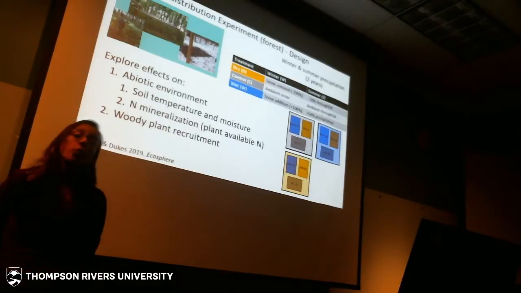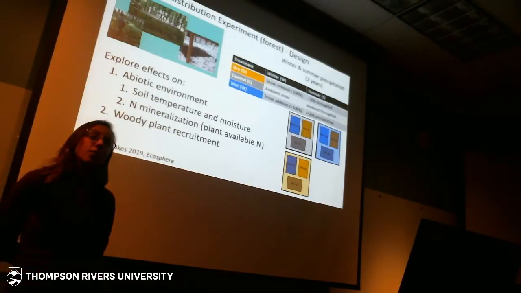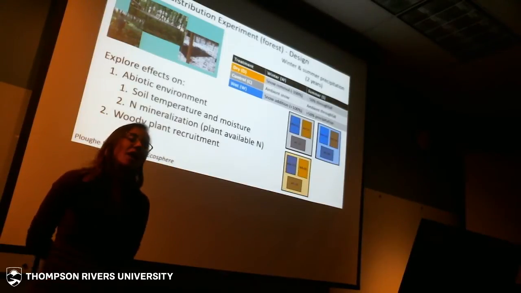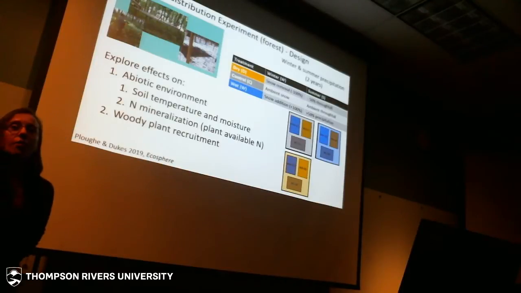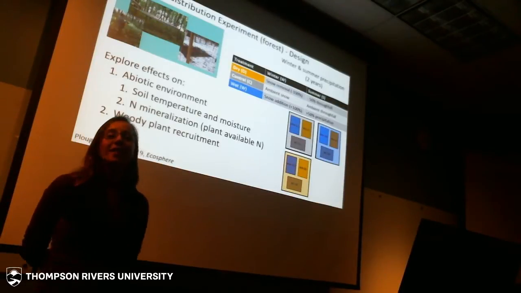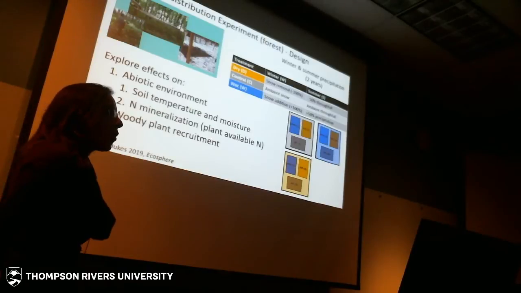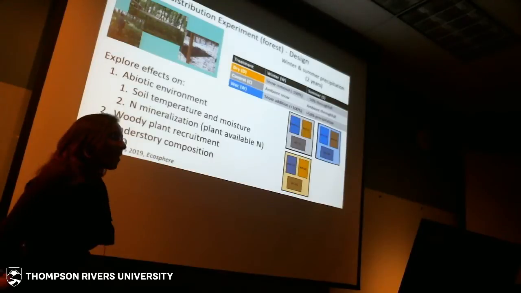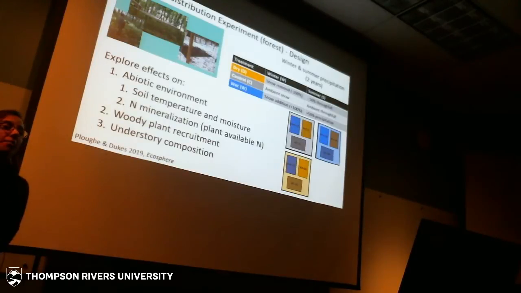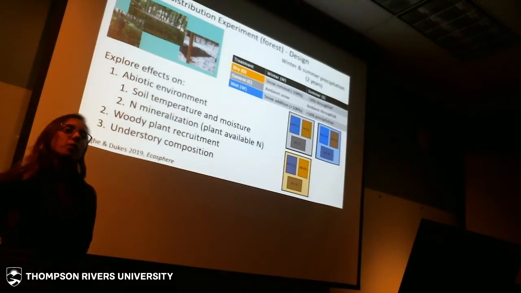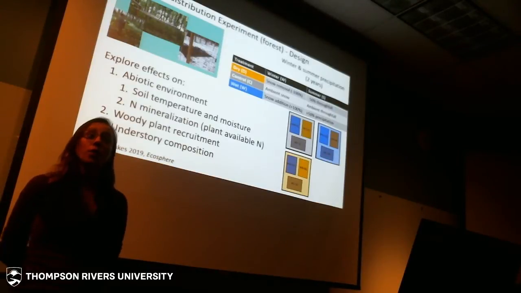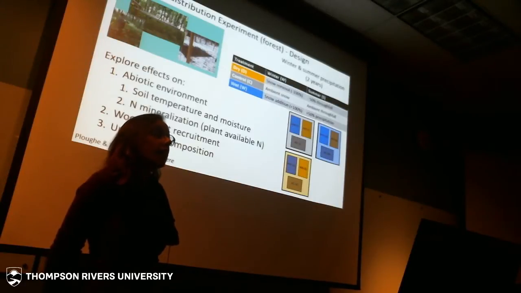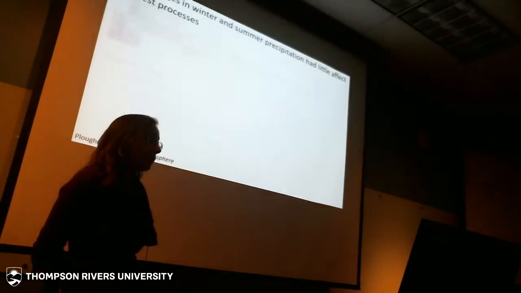And then I also explored woody plant recruitment. I planted seeds of 4 different species of plants, both invasive and exotic and native. Unfortunately, with fieldwork, not everything works out as you plan, and only 1 species actually grew, but I still got some interesting results from that. And then I also looked at understory composition. So this is one of the things with these types of experiments: forests are much more difficult to manipulate precipitation in, and especially getting it above the canopy is an issue.